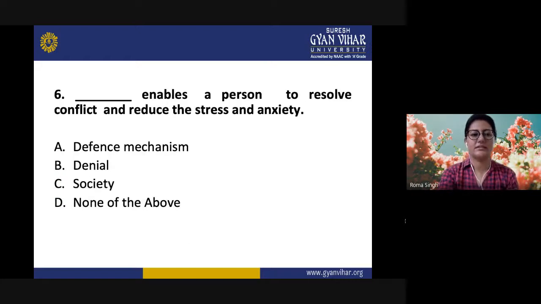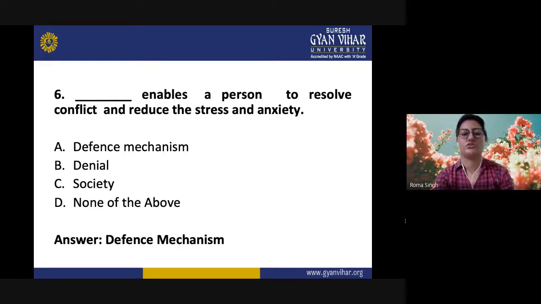Question number 6 is dash enables a person to resolve conflict and reduce the stress and anxiety. The options are defense mechanism, denial, society, or none of the above. And the correct answer is defense mechanism, which enables a person to successfully resolve a conflict so that they can reduce the stress and anxiety which is bothering them.